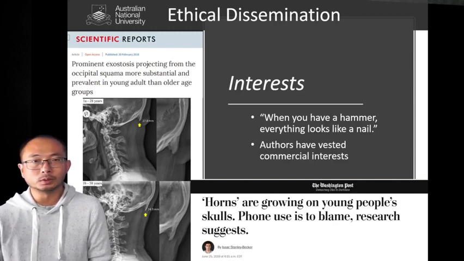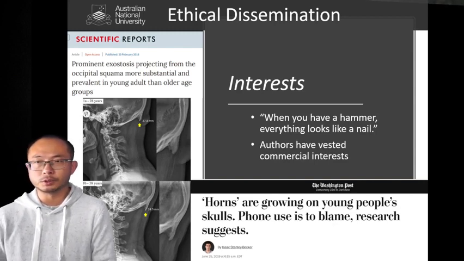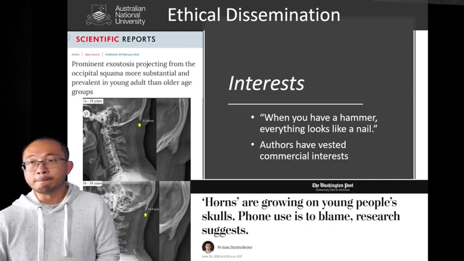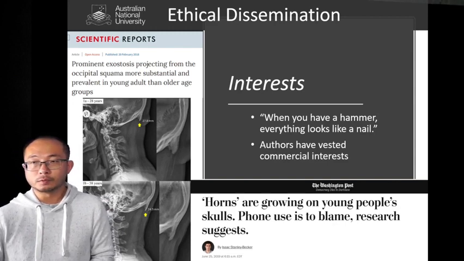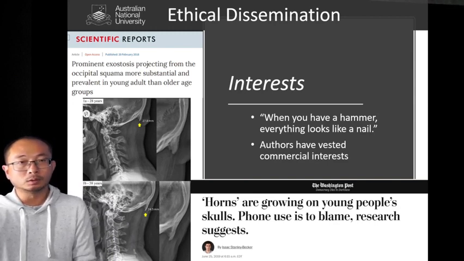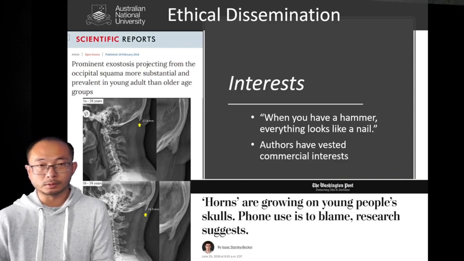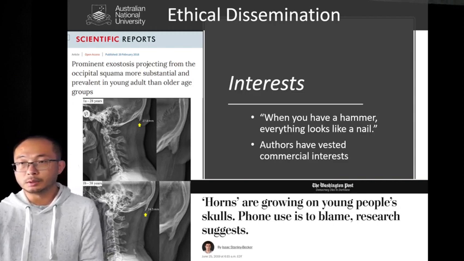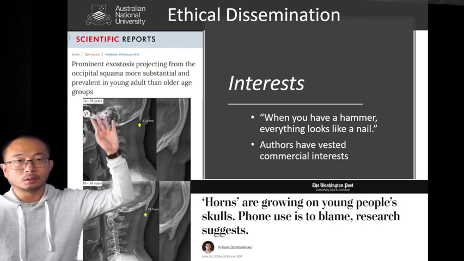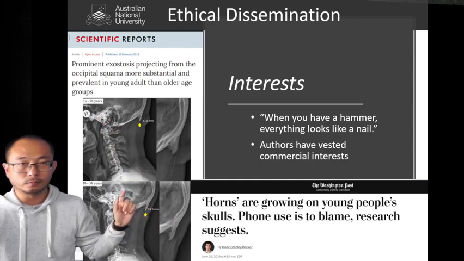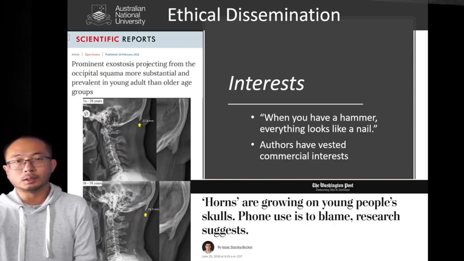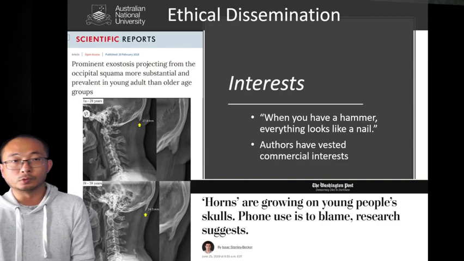The people who discovered this, I think they were occupational therapists or something along that kind of profession. They found 2 centimeter, 2.5 centimeter long spurs in certain skull scans, and there is a 3 millimeter difference between the younger ones and the older ones, with the spurs a little bit longer in the younger people. And so they jumped to the conclusion that it must be caused by phone use because young people use their phones.